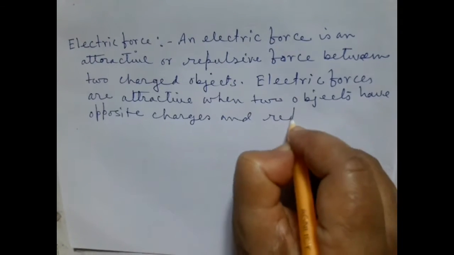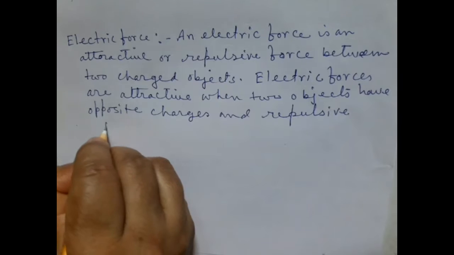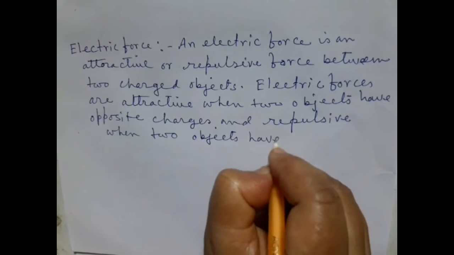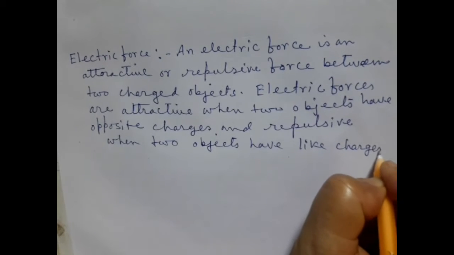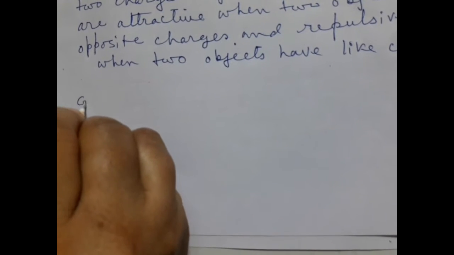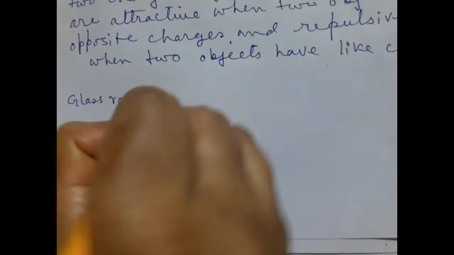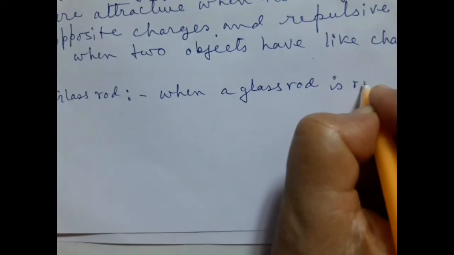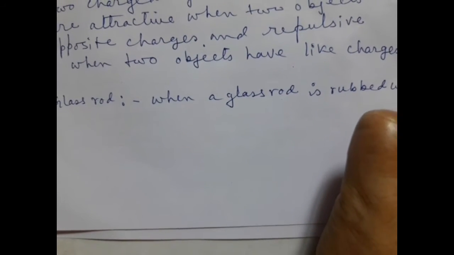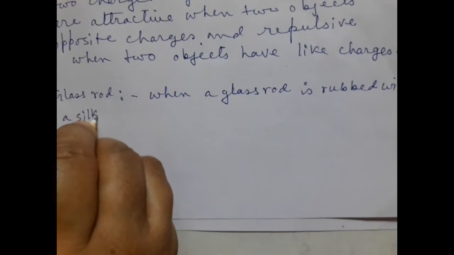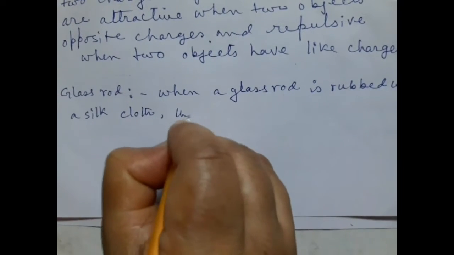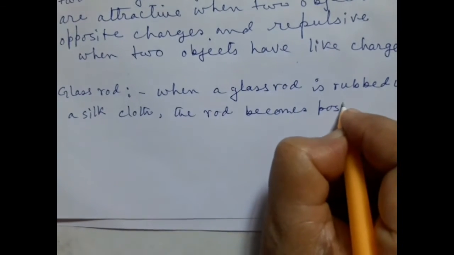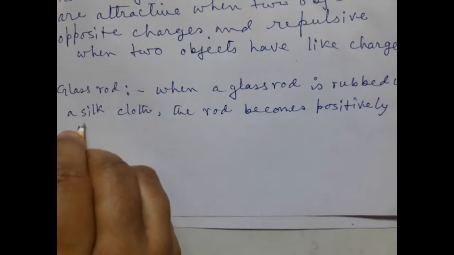And repulsive when two objects have like charges. As for example, glass rod. When a glass rod is rubbed with a silk cloth, the rod becomes positively charged.